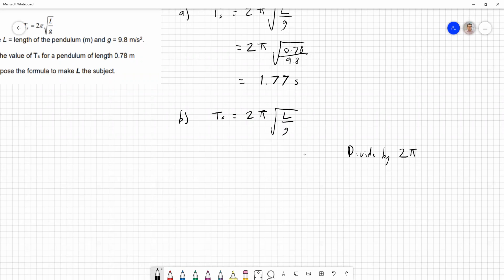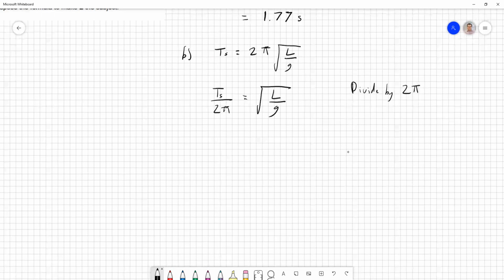And what this does is means on the left-hand side, I have this T subscript s divided by 2 pi. And on the right-hand side, I just have the square root of L over g. And we're now in a position that we can square, and we can get rid of this square root all around the L over g. And remember, our objective here is to find L by itself. It's not to make the tidiest possible formula. So there's going to be more than one way we can do this. But what we'll do is square both sides. So I'm going to square.